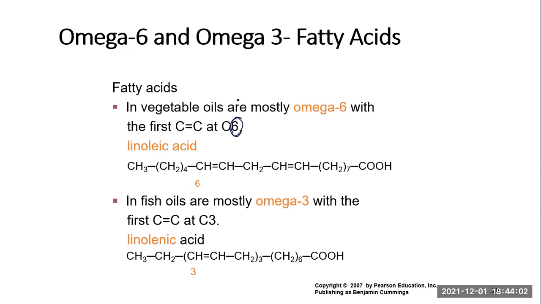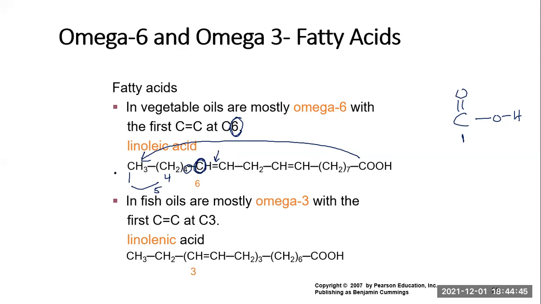Now, what's different is how we count carbon number 6. Most of the time, in everything that we've done, we would go to this functional group here and count that as carbon number 1. Actually, when we're doing omega-3 or omega-6 counting, we start counting on the opposite end. So this is linoleic acid. This would be carbon number 1. There are 4 carbons here, which gives us 4 more. That's 5, which means at carbon number 6 right there is where we see our first double bond occur.